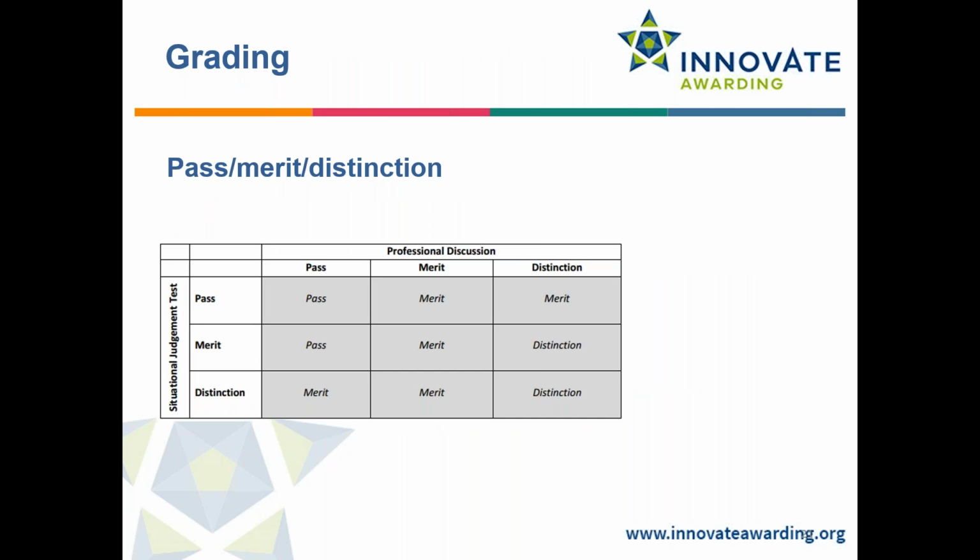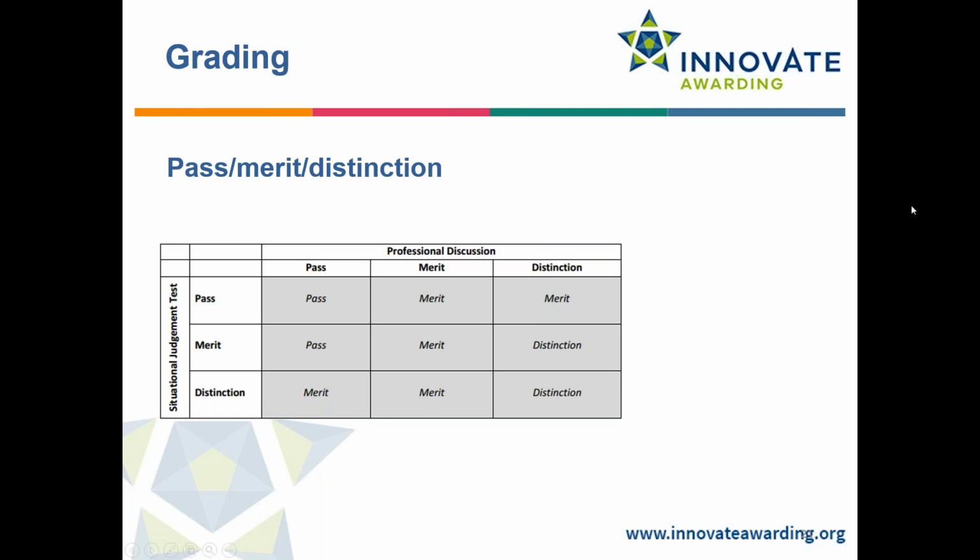So finally, the last couple of slides from me before I pass back to Cathie to wrap up today's session is on grading. And we've talked about the grading criteria and the approach that we take to the situational judgment test, but also to the decisions made by the assessors in terms of professional discussions. But the final grade will be dependent upon a combination of grades that the apprentice achieved.